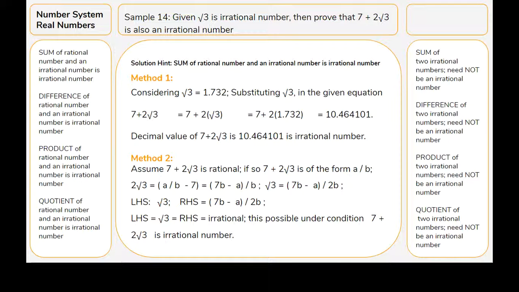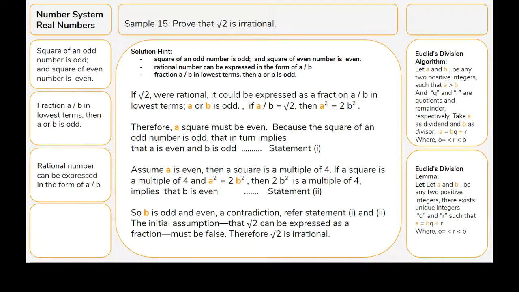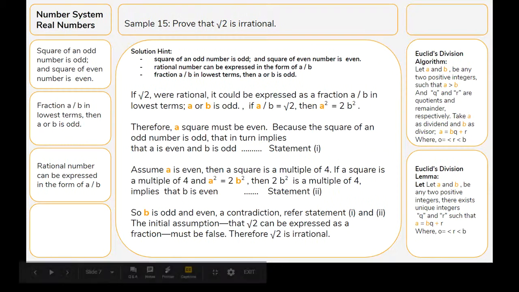Sample 15. Prove that square root 2 is irrational. Proof that the square root 2 is irrational. If square root 2 were rational, it could be expressed as a fraction a by b in lowest terms, where a and b are integers, at least one of which is odd. But if a by b equals square root 2, then a square equals 2b square. A square must be even. Square of an odd number is odd. That in turn implies that a must be even, and b must be odd because a by b is in lowest terms.